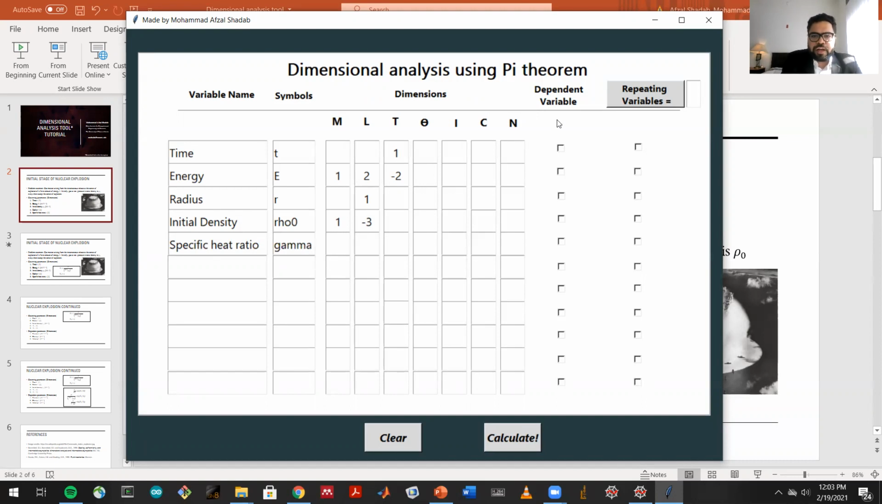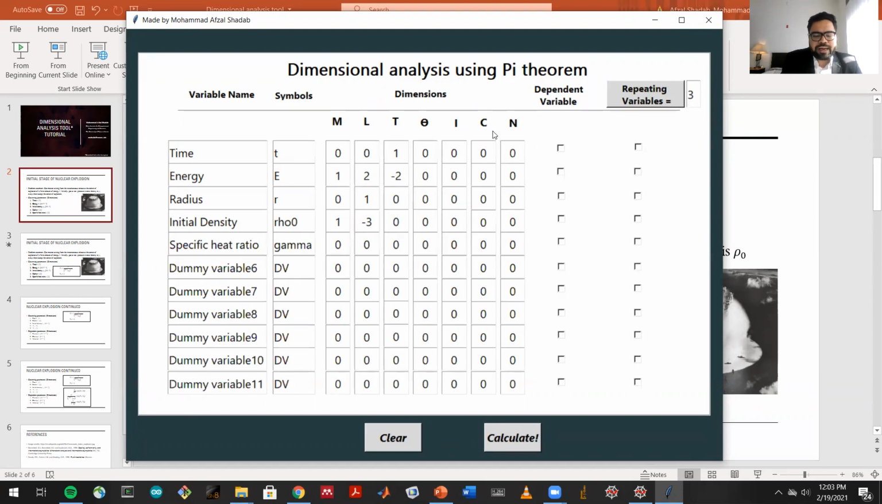In our problem, we don't have any dependent variable, so we can leave it for now, and we can calculate how many repeating variables we need, which is basically the rank of this dimension matrix, and it comes out to be 3. At the same time, you'll see that everything has been filled with 0, and you have these dummy variables, dv. If a variable is not being used in your system, you can use the symbol dv, which just ignores that variable.